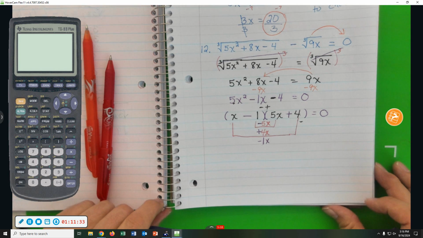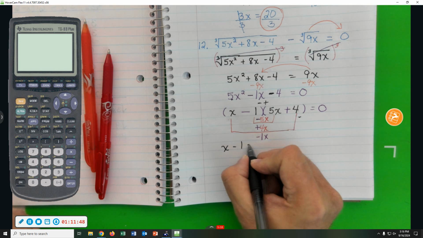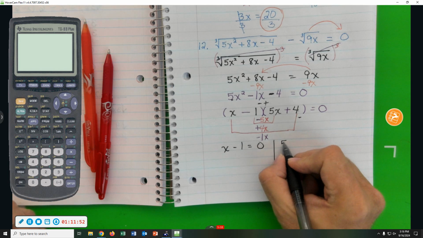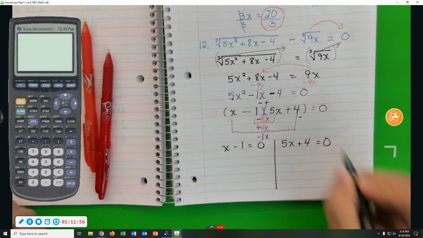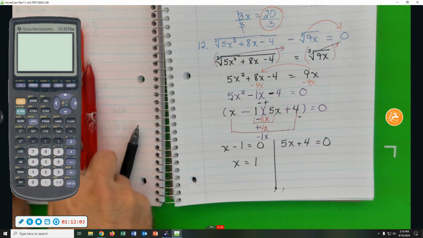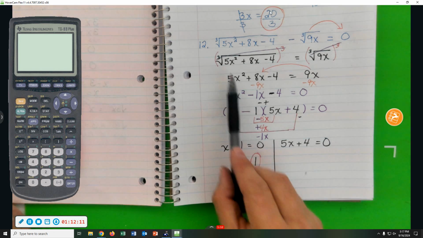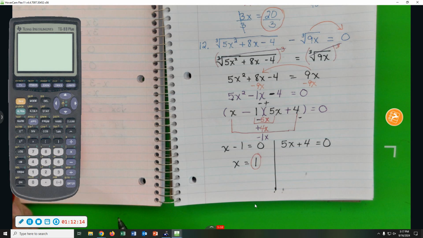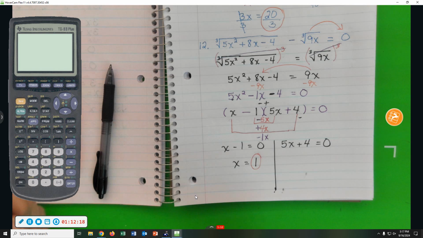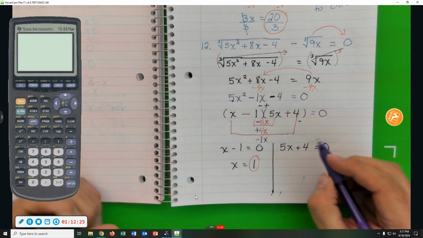Almost done. When I say almost done, what do I need to do now? I factored it, so set each one of them to 0 and isolate the x. So I'll move the 1 over. So x equals 1. Notice how I'm just circling this answer. Once again, we raised both sides to an odd power, so we don't have to check our work. Raising both sides of an equation to an odd power guarantees equivalence. It's raising both sides to an even power that may cause problems.